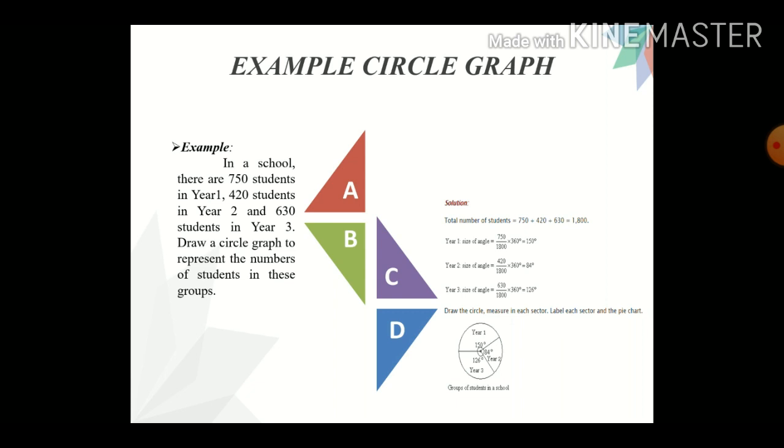Year 3. Size of angle equals 630 divided by 1800 times 360 degrees, equals 126 degrees. Draw the circle, measure each sector, label each sector, and complete the pie chart.